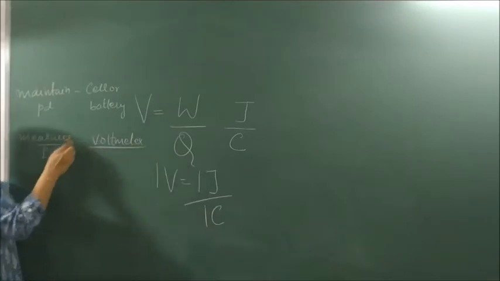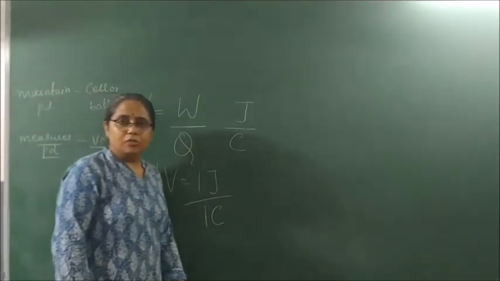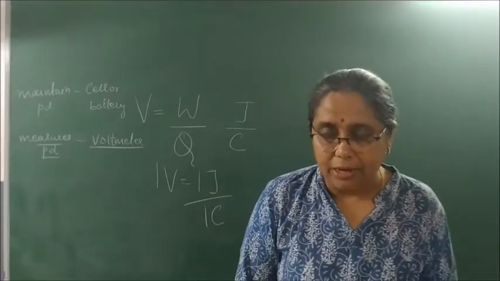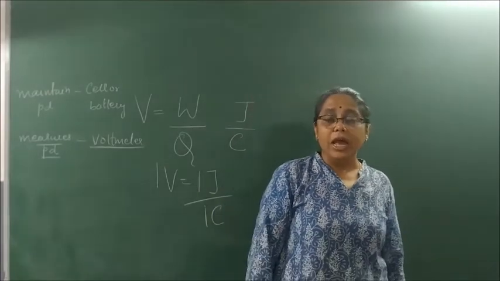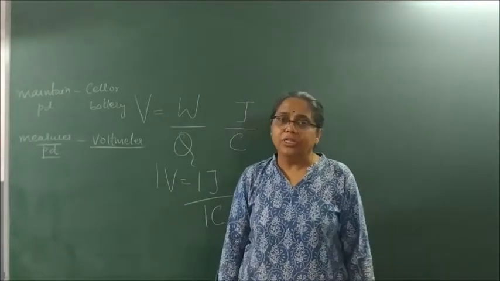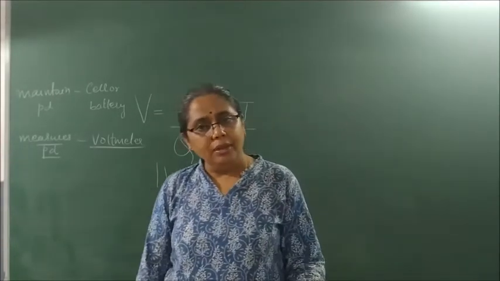The instrument which measures potential difference is the voltmeter. A voltmeter is always connected in parallel because it is a device of high resistance, and less current should flow through it. If it is connected in series, it will blast.